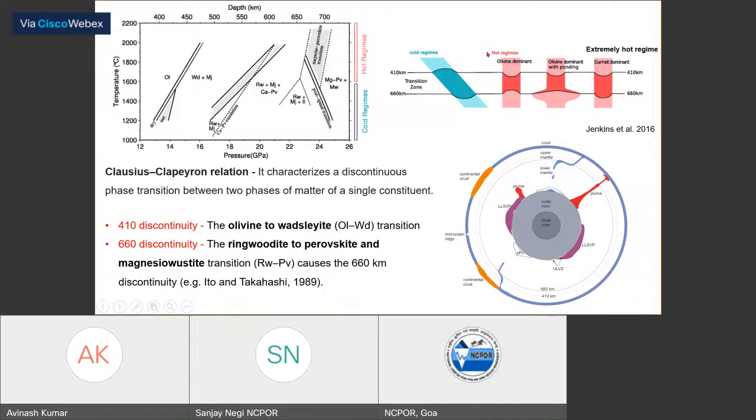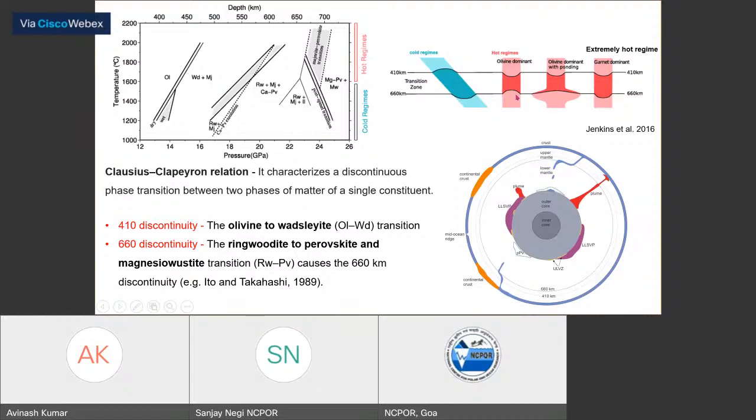And if we see the hot regime, meaning a plume, when the hot plume rises from the core-mantle boundary, it kind of halts here, and when it crosses the buoyancy limit of this particular transition zone, it deflects in a different fashion. For the hot regime, you can see that as we move in the positive direction of this particular slope, it is depressed. So the depression happens over here.